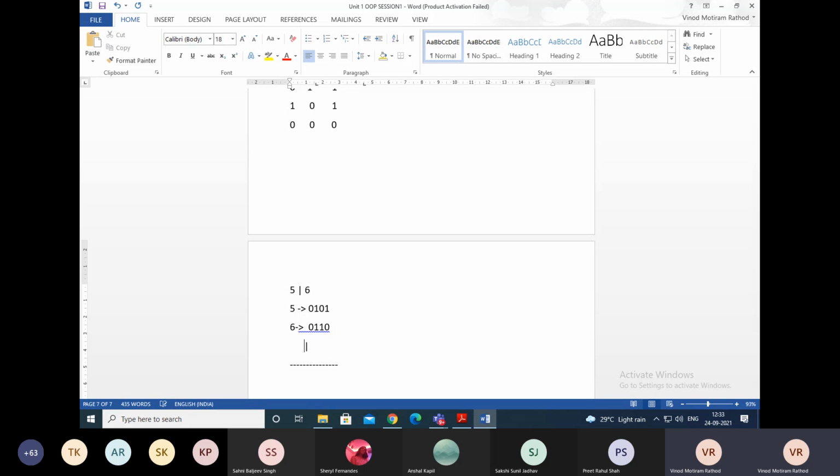So this is the OR we are performing. Can anyone tell me the result? 0, 1, 1, 1, 0, triple 1. Very good. I hope everyone is very clear about this. Yes, sir. Okay.